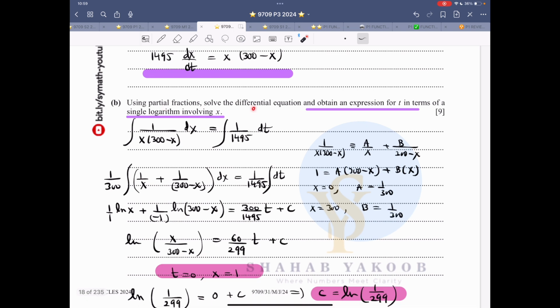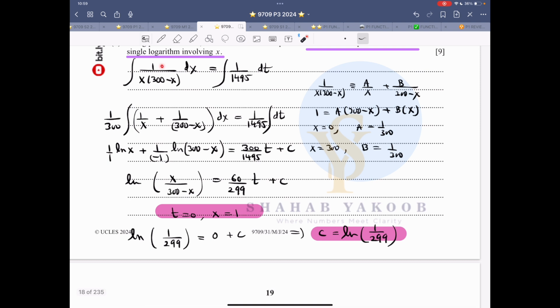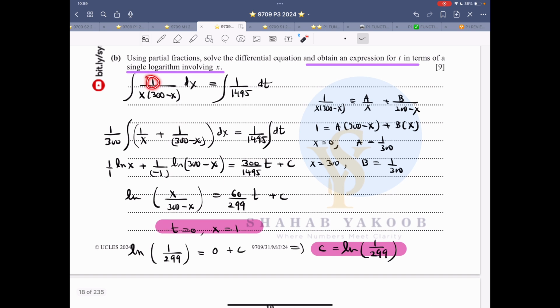Use partial fractions, solve the differential equation, obtain an expression for t in terms of a single log involving x. 1 over x(300 minus x) dx is 1 over 1495 dt. So I took this format because I want partial fractions to be clean. For it to be clean, I want just a 1 at the top. So 1 over x(300 minus x), that's a over x plus b over 300 minus x. This is a denominator with linear factors. And then we do the needful, we find the value of a, we find the value of b. 1 over 300, that is a, that is b, taken common out. And this is 1 over x plus 1 over 300 minus x, equals 1 over 1495 dt.